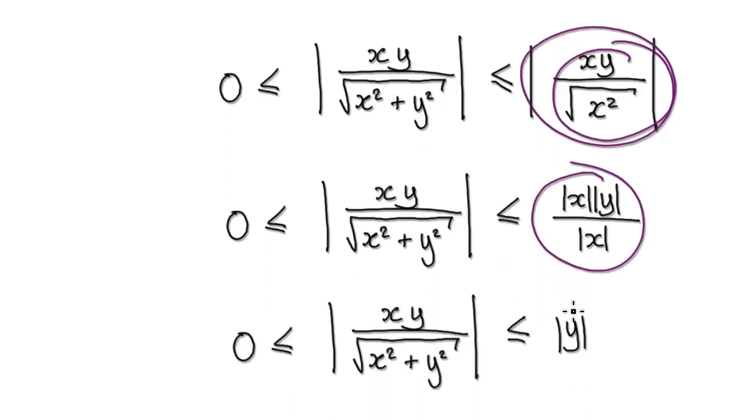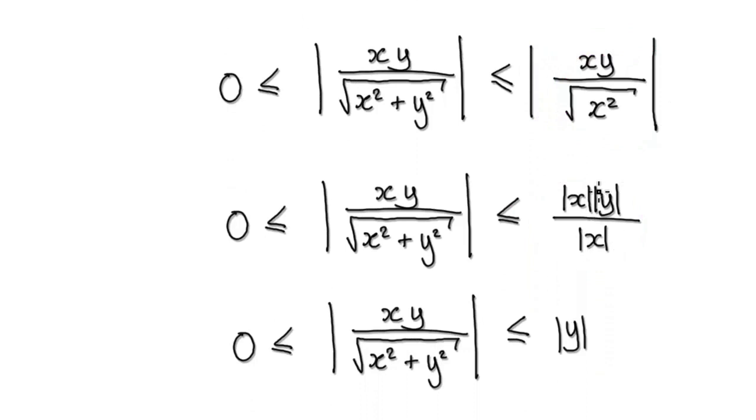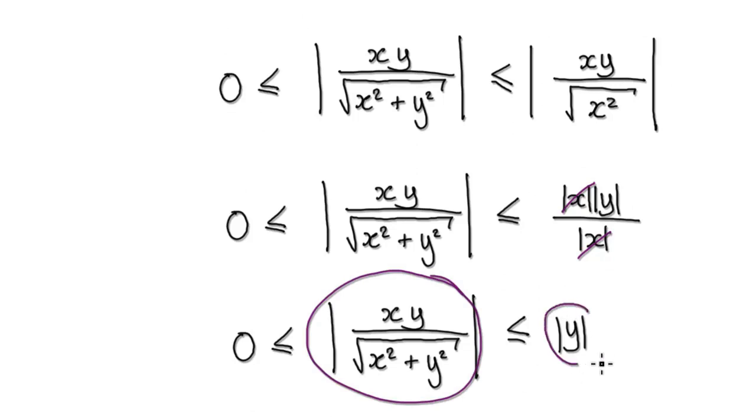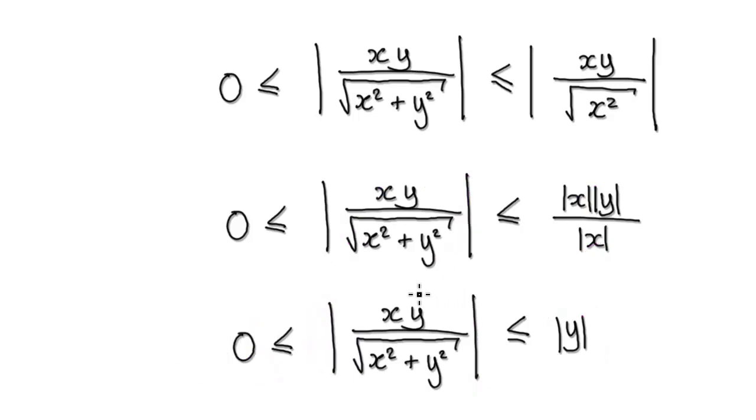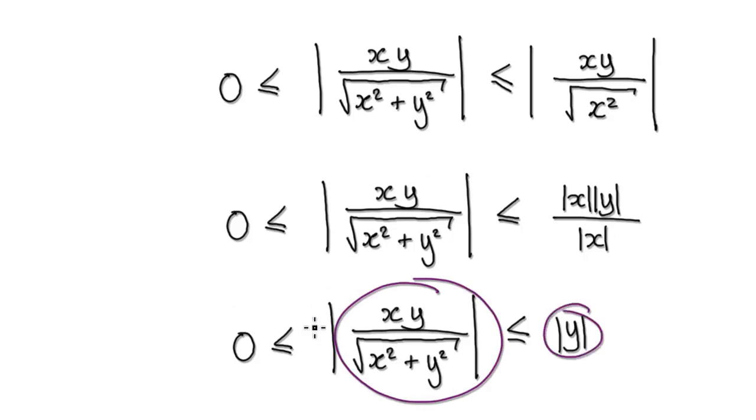So hang on. These two cancel each other out, telling you that this thing is always trapped between the absolute value of y and 0. Because the reason why it's 0 here is because you're taking the absolute value of something. It can't be negative, so it must be bigger or equal to 0. Well, anyway, we know that this thing is trapped in between here and here.